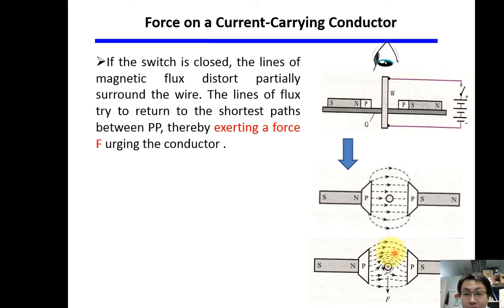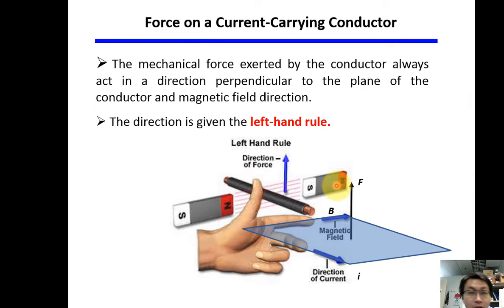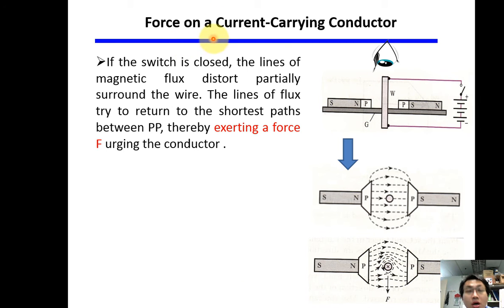So we can see a lot of fluxes here, less fluxes here. Then it will try to push down the conductor so that it goes back to this state. Okay? That's why we call it force on a current carrying conductor. First we need to have a conductor. Second, it must have a current. Third, we will predict that it will have a force.